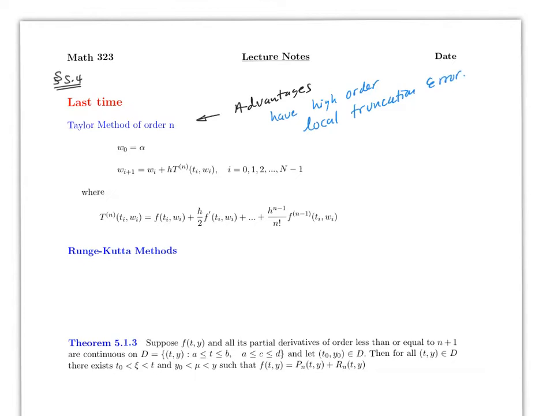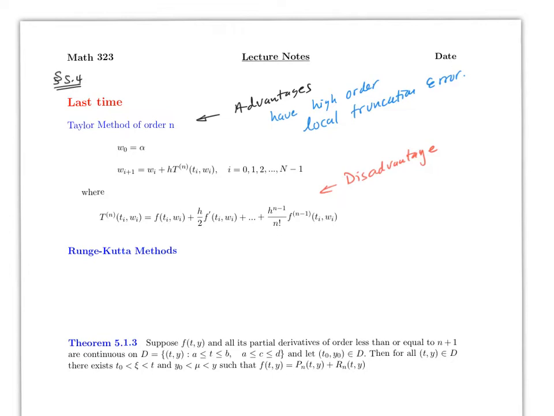However, these methods have a big disadvantage too, and the main disadvantage is the following. The method requires that you compute the derivatives at every point, and that can actually be very complicated or time consuming. So even though the methods have high order local truncation error, this can take too long, or it can be complicated to solve. So that's why this is not the best or most efficient method.